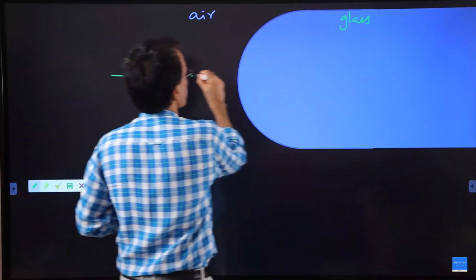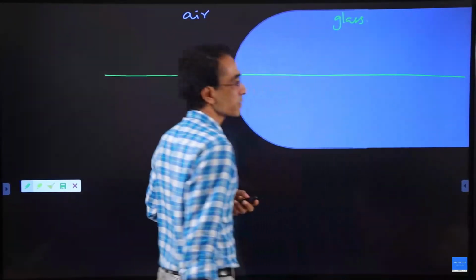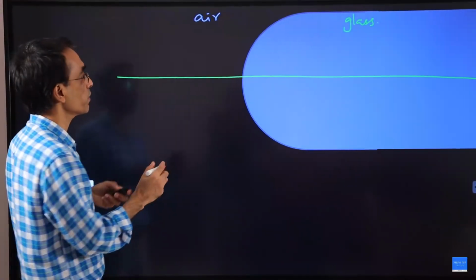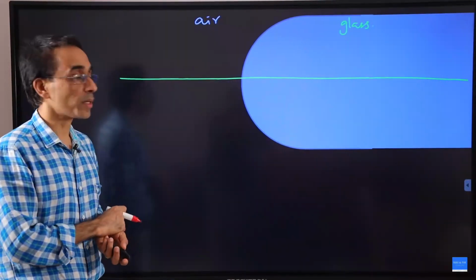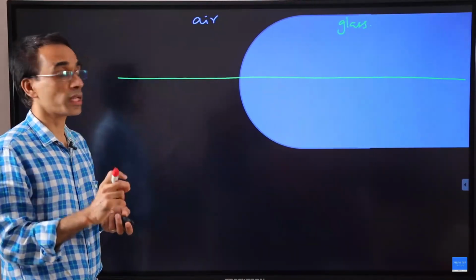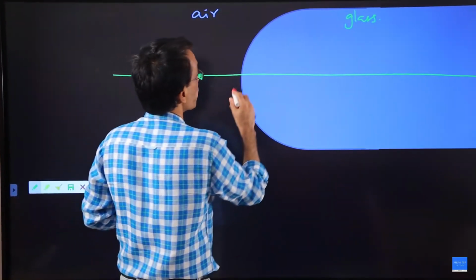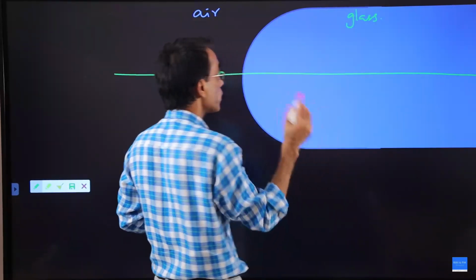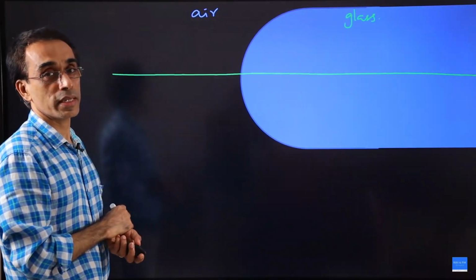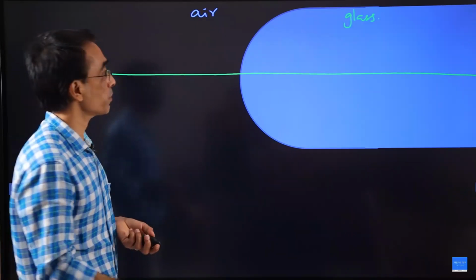This is the principal axis, and I said all our questions we will keep the object on the principal axis, and there is a point source. And where is the point source? It is given as in air. And one more point, this spherical surface has got a radius. Its radius is given as 20 centimeter.